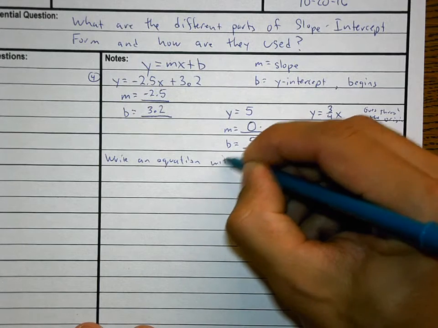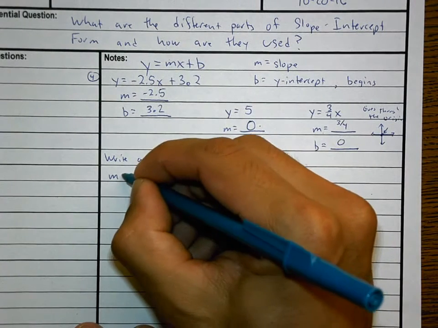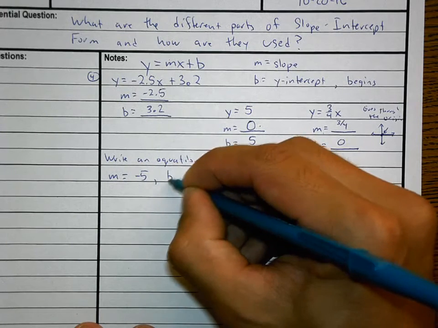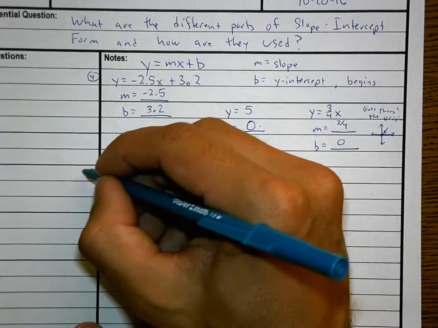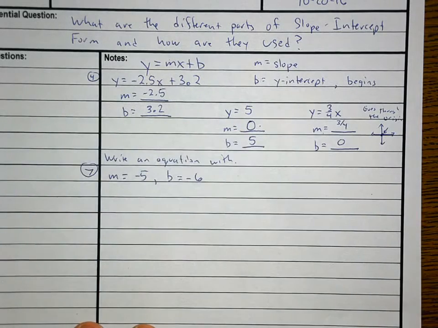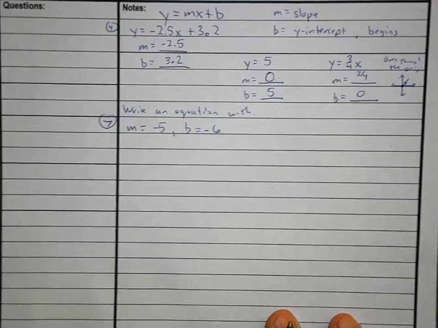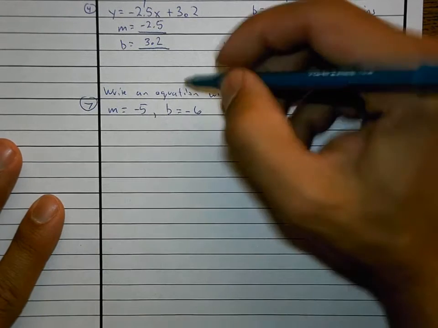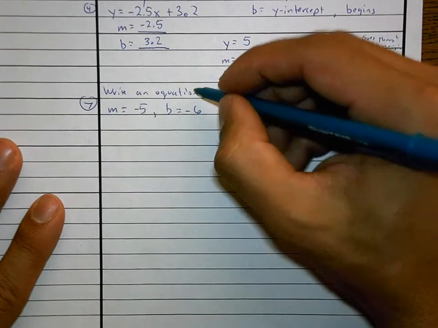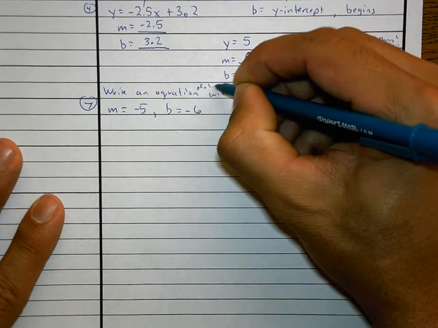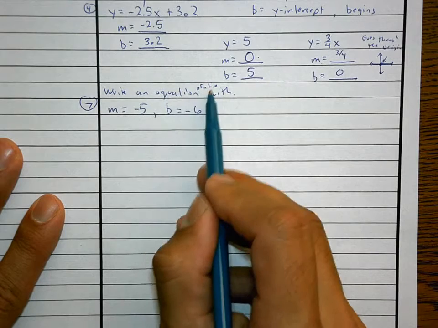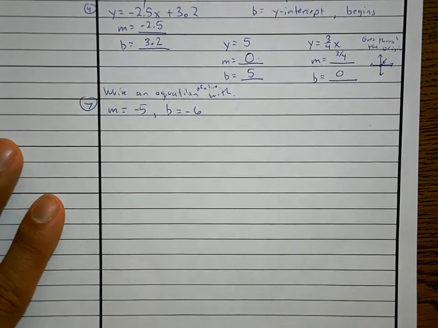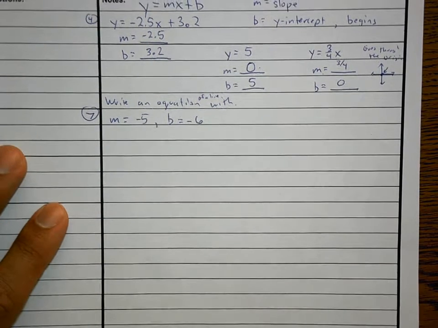With m is equal to -5 and b equals -6. This is like number 7. Write an equation of a line. It's going to say, write an equation of a line with m is equal to -5 and b is equal to -6.